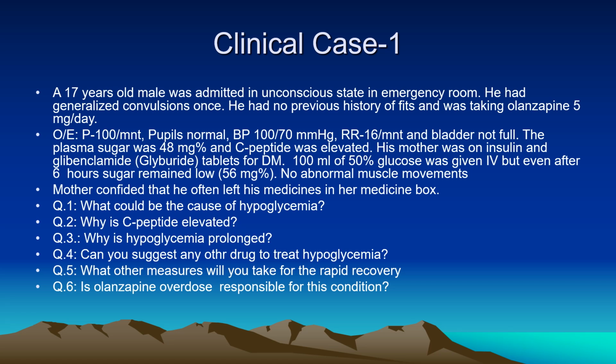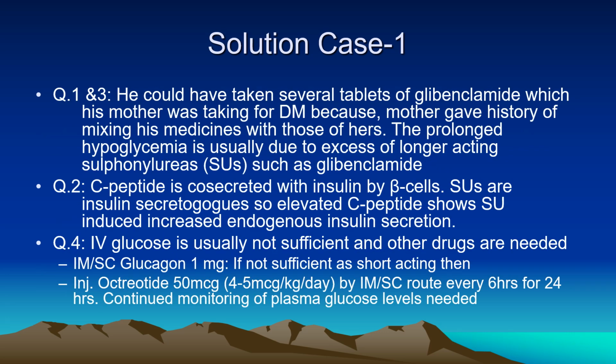What is C-peptide? Why is C-peptide elevated? These are all pharmacology related questions. Why is hypoglycemia prolonged? Can you suggest any other drug to treat hypoglycemia apart from IV glucose? It is not effective. What other measures will you take for rapid recovery? And is olanzapine overdose responsible for these conditions? They are the cogent questions. Come on. Now let us see the solution.